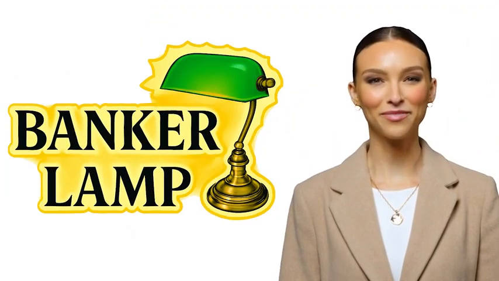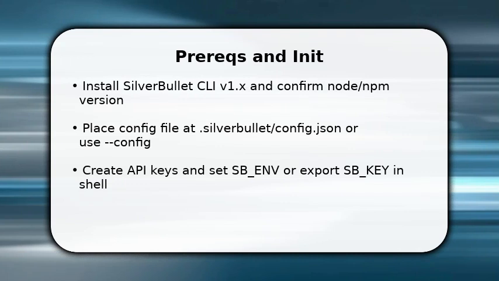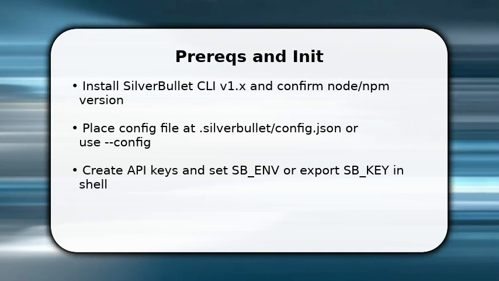Please enjoy the video. You begin by confirming prerequisites and creating a working config file immediately. You must have Silverbullet CLI and matching node. Once done, create a minimal config.JSON with required keys and default sections.